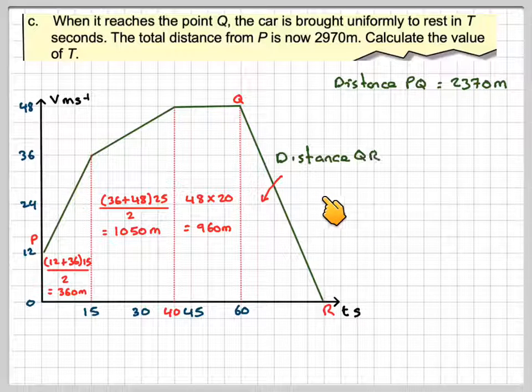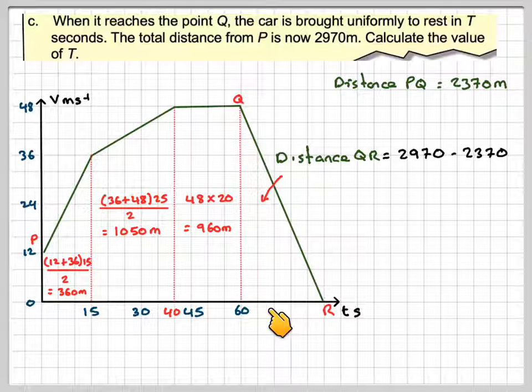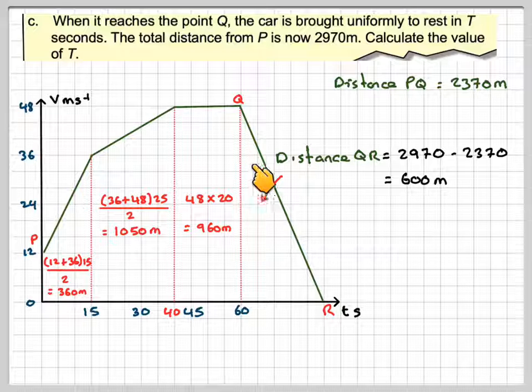And we know that we've got to find the distance QR. That's going to be the total distance, which we were told is 2,970, minus our distance for this bit here, which is 2,370, which means it's 600. Right, we know the area of this triangle must be 600, so we've got to find the value of T, how long it takes for the particle to come to rest.